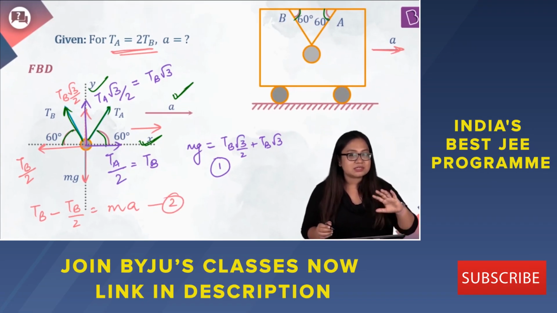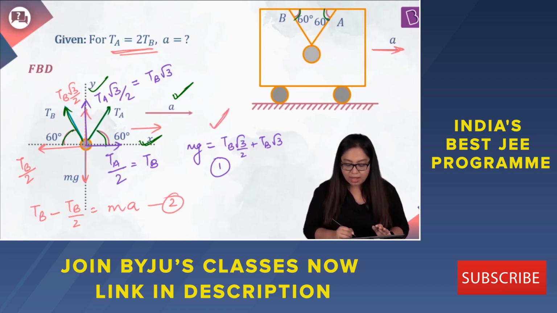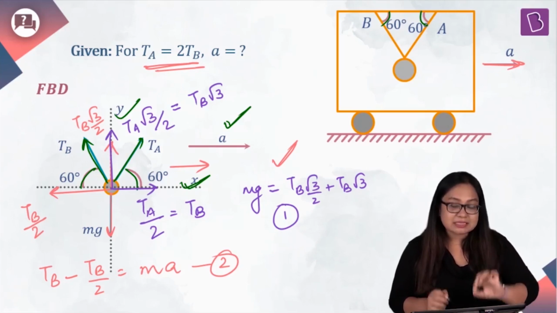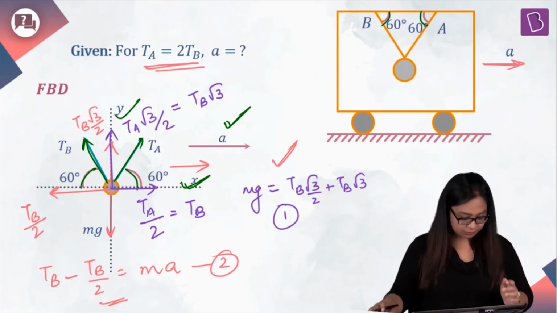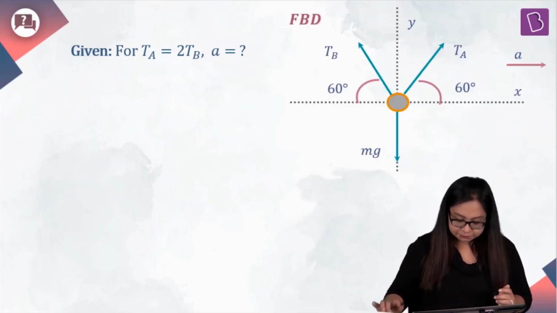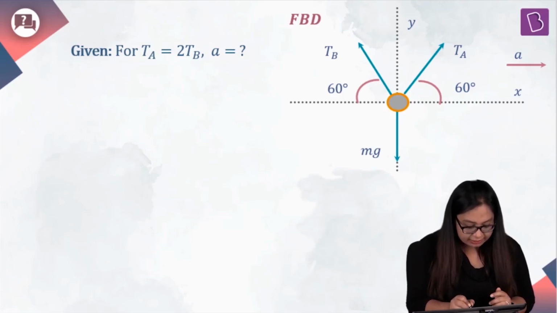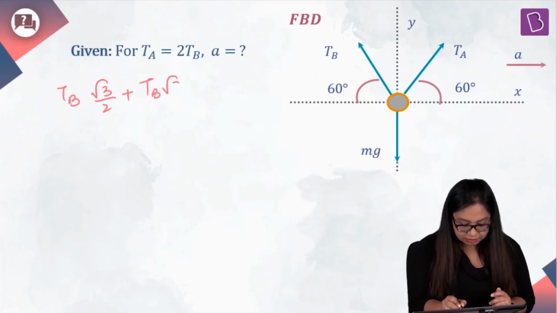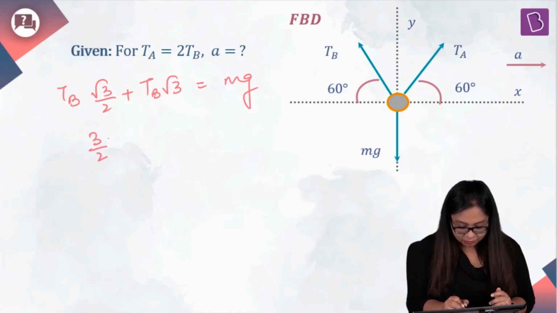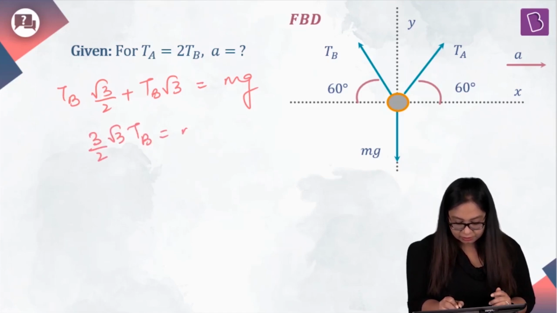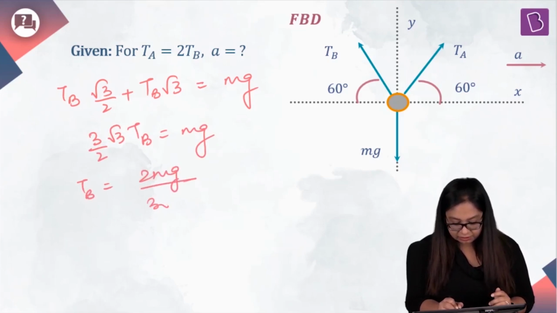Using these equations, I want acceleration's value, right? So using equation number 1, I can find TB's value and then substitute in equation number 2 and find acceleration's value, right? Let's do that. So here, well, I had an equation TB times root 3 by 2 plus TB times root 3. This is equal to mg. What does this give me? Yes, 3 by 2 root 3 TB is equal to mg. So TB comes out to be equal to 2 mg upon 3 root 3.